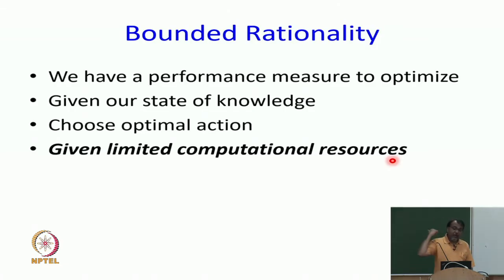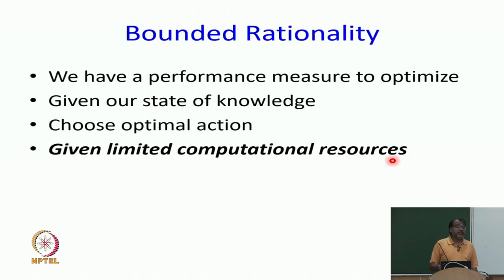But in practice, the agent will be what is called bounded rational. It will have bounded rationality. It will be optimizing the performance measure given its knowledge and choosing the best action so far, but given limited computational resources. It will have, let us say, 1 minute of time to play the game, or 2 minutes of time to come up with the solution. It will have 4 GB or 8 GB of memory. It will be given some limited computational resources. So, this is sort of how AI systems think about themselves.